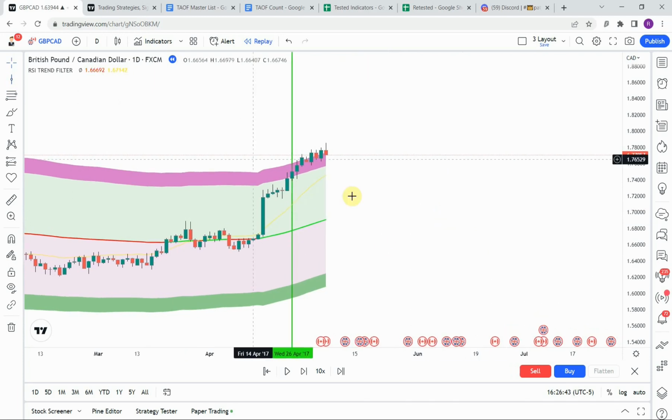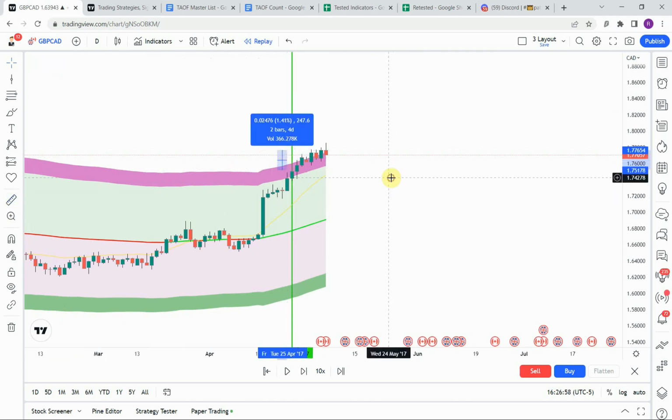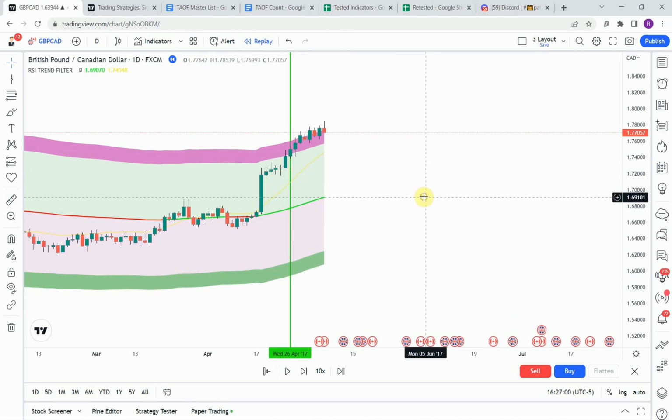All right, so we get that next touch or close into the purple area right here. Again, the middle line is green, showing us that we are looking for long trades. And you can see that we get a pretty decent little push to the upside there. That one also is enough to get us to our take profit.